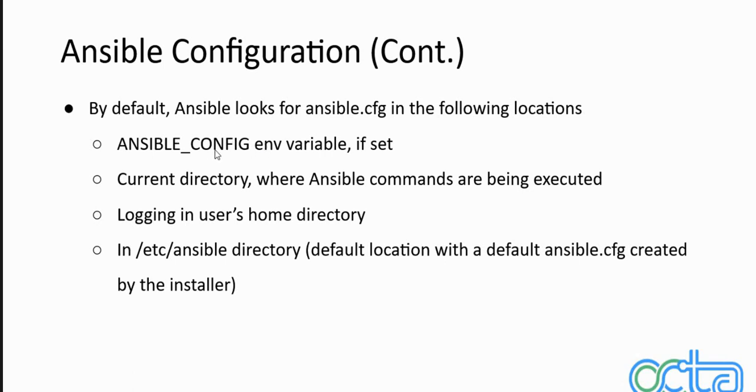Suppose this environment variable is not set, the second place where it looks for this config file is the current directory, from wherever you are currently executing Ansible commands. Then, like this, it goes in order. The next place it looks is the logged-in user's home directory. The last place it looks is the /etc/ansible directory. Okay.